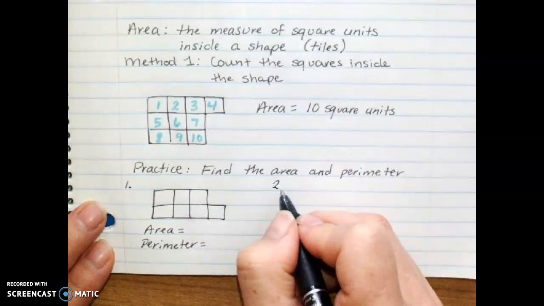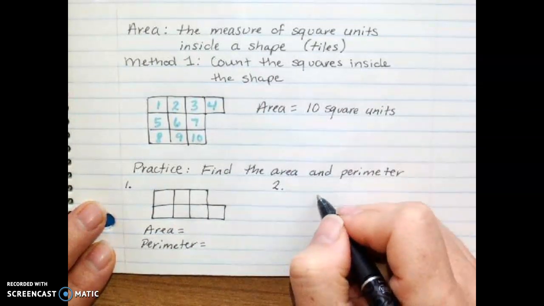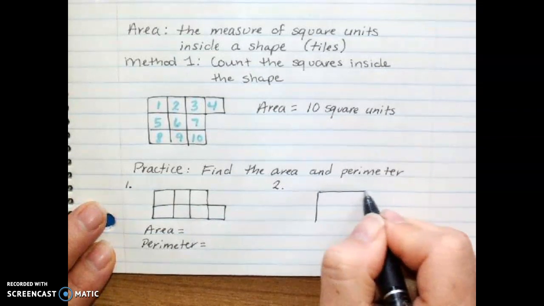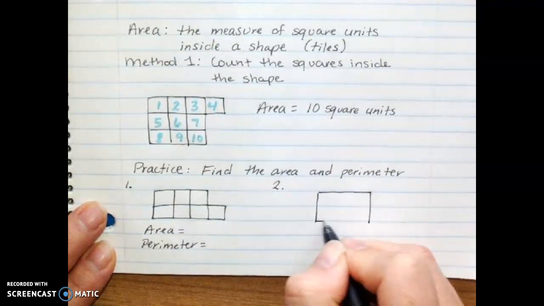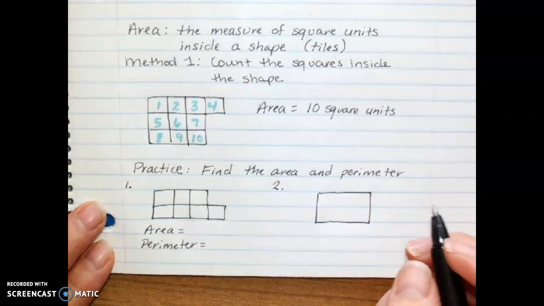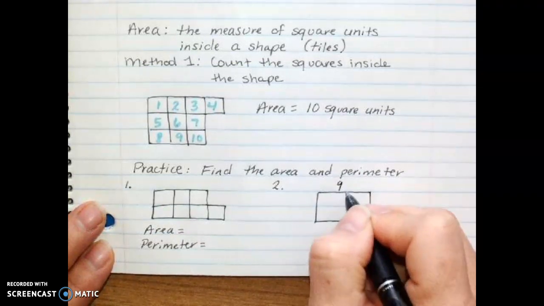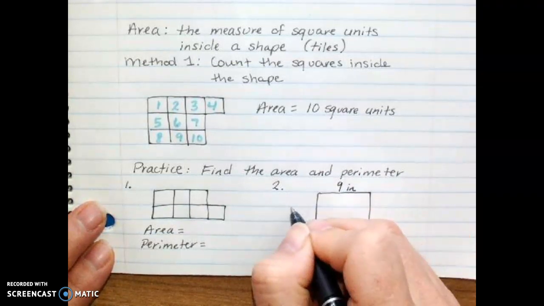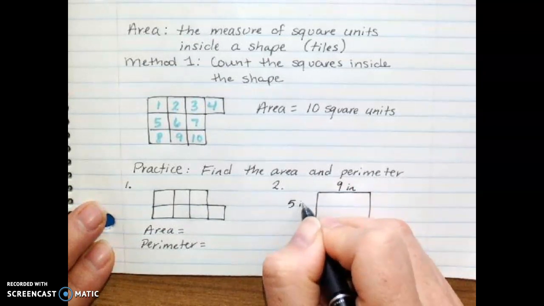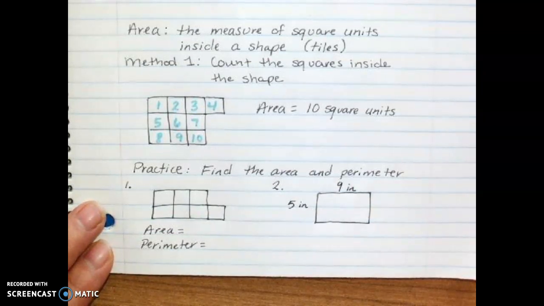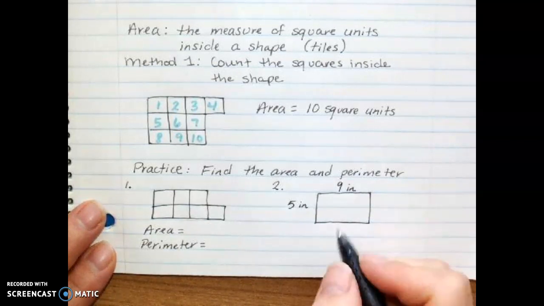For the second shape, you're going to skip a line and draw another rectangle. But this time, we're not going to draw any squares. We're going to label the top 9 inches and the left-hand side 5 inches. Use what you know to find the area and perimeter of this shape as well.